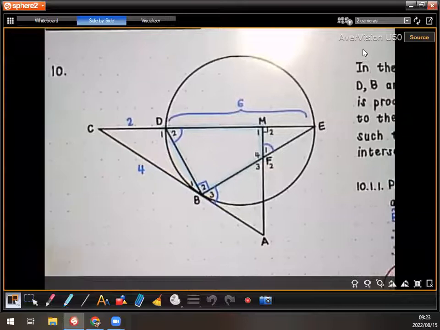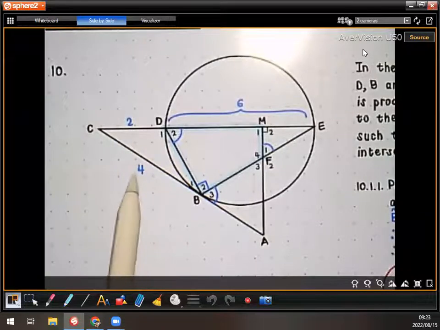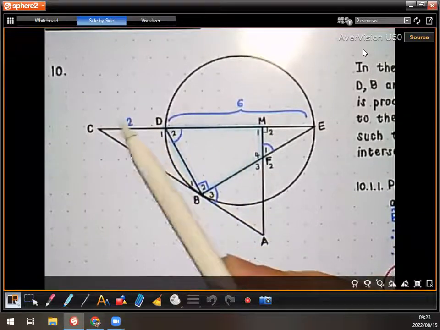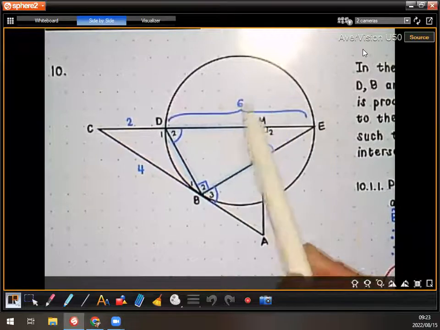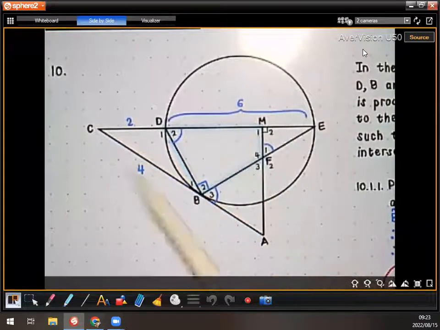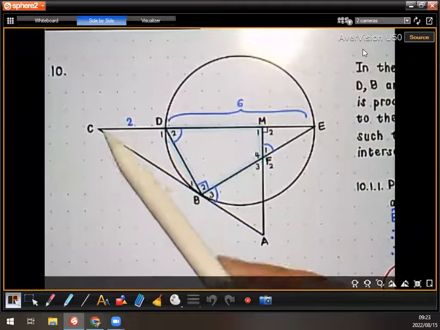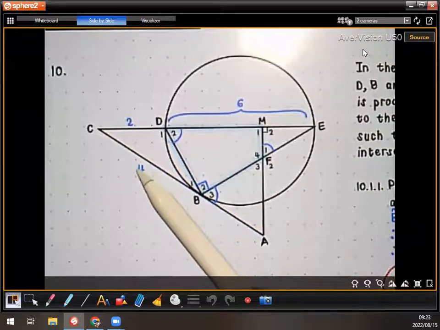So guys, you can see I just pulled that in. You can ignore this 4 here. That was from later on. So CD was 2 and DE was 6. That's what they gave us there. They wanted us to find the length of BC. Here is 4, but you see why that is just now.